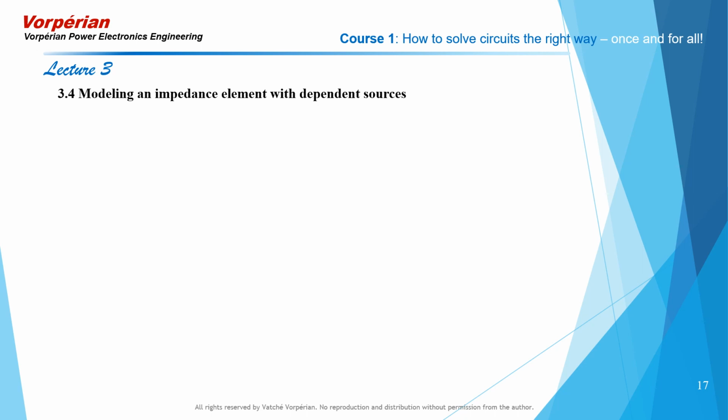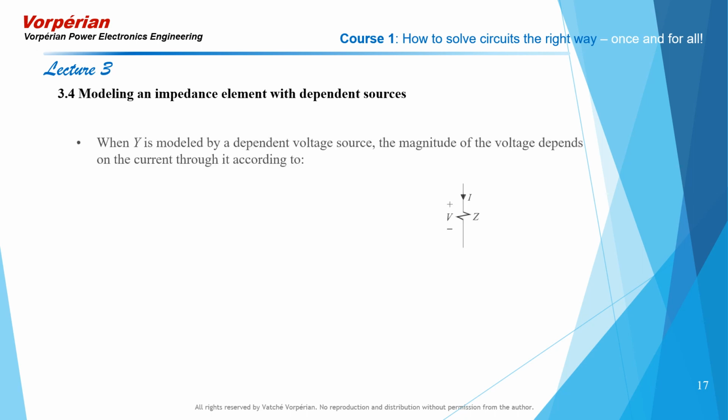The dual picture of what we just said using a voltage source is shown here. I can take an impedance element Z and by Ohm's law say that it can be modeled with a dependent voltage source V, which talks to the current through itself with a gain Z. Straightforward Ohm's law. There's nothing else to it.